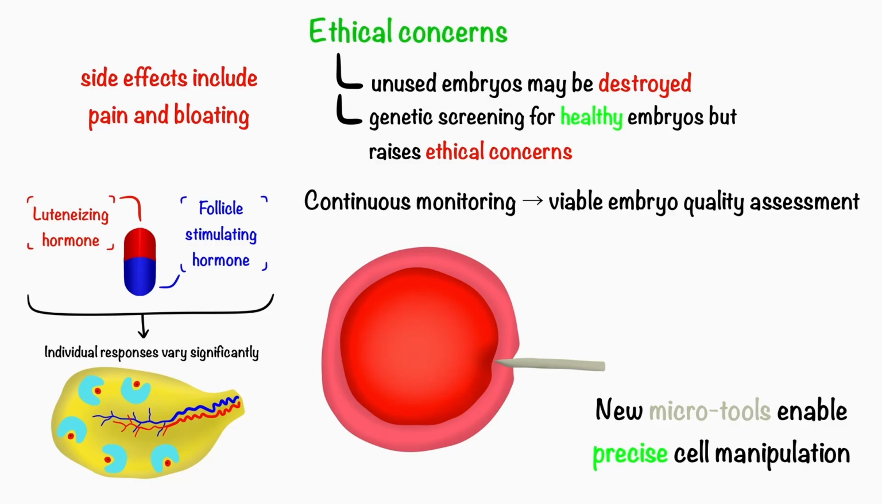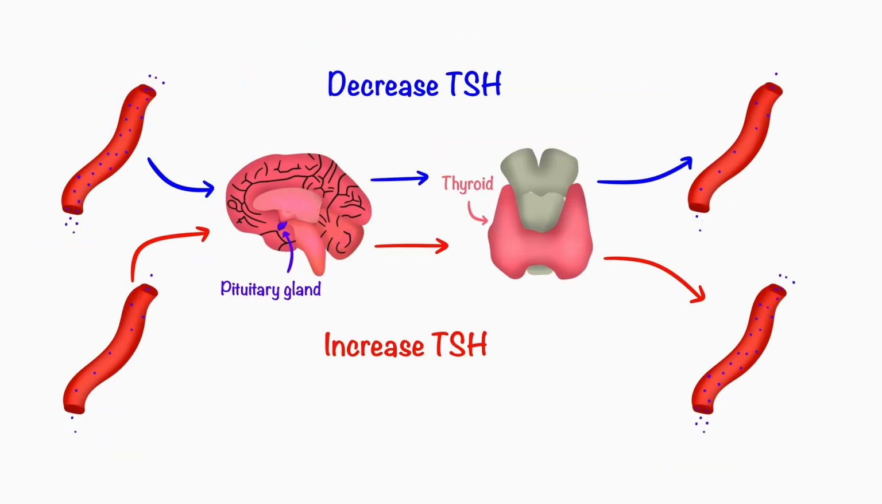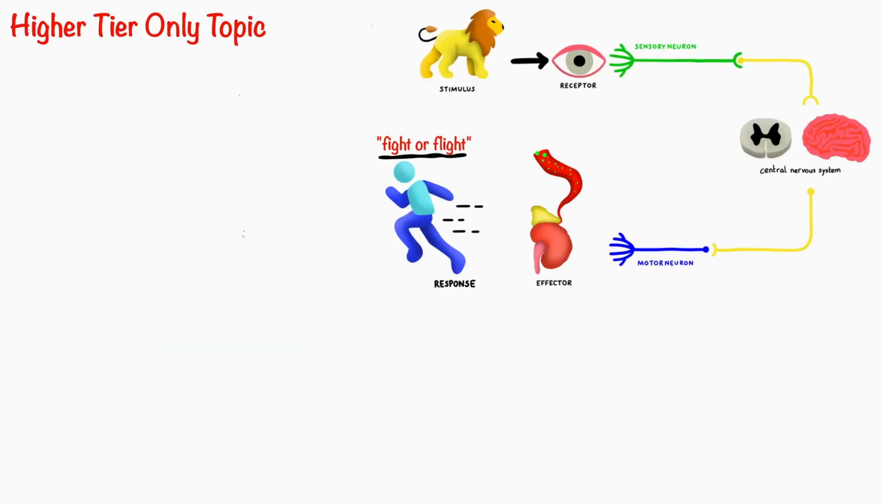The careful application of this knowledge has transformed the lives of many families. In our next episode, we'll explore the complex topic of negative feedback systems and how they help regulate various hormones throughout the body. Let's take a look at what we'll be covering in this video.